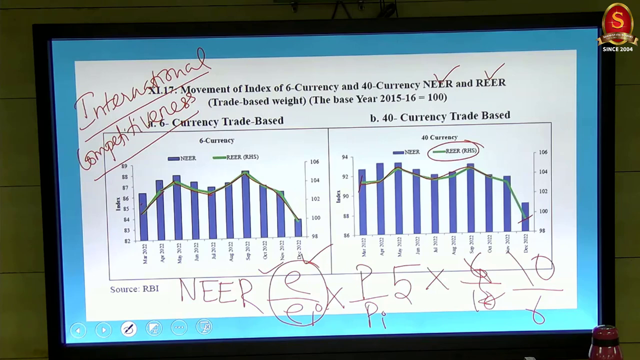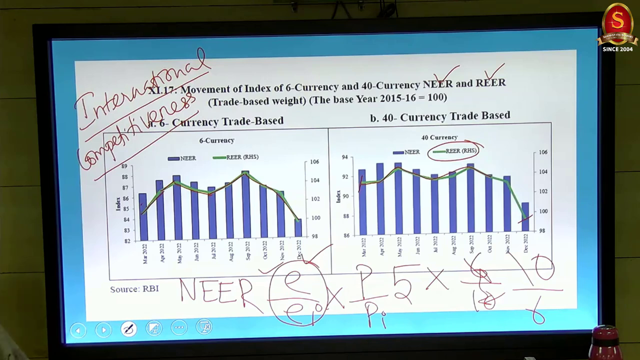But the point here is you just don't deflate it with your own price index. Rather, you are comparing your country with 40 other trading partners. You are arriving at an index and then you are deflating it. All of these things is only to do one thing, just to check your international competitiveness.